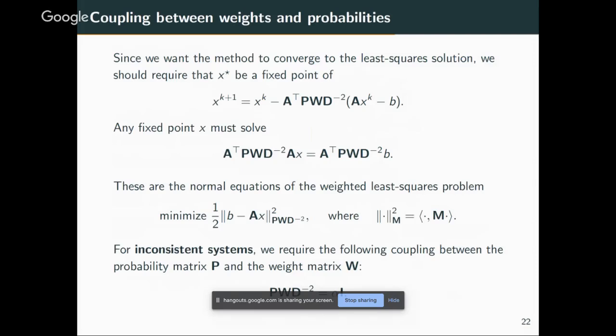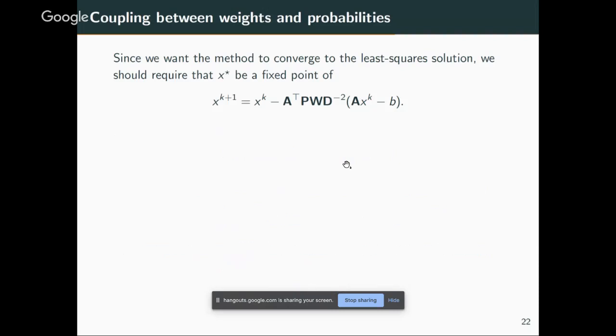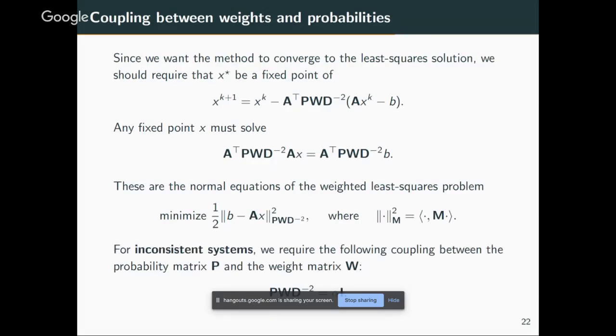I have a quick question. So you probably mentioned it. How are you sampling the columns or the rows? We're sampling the rows with probabilities that are given in this P matrix. So I think I have it, yeah. And you will design P.